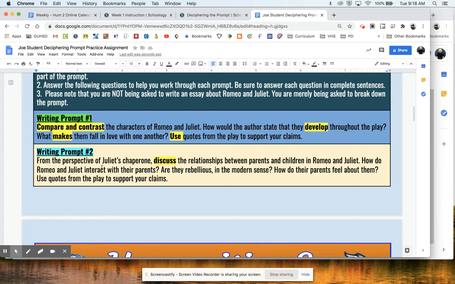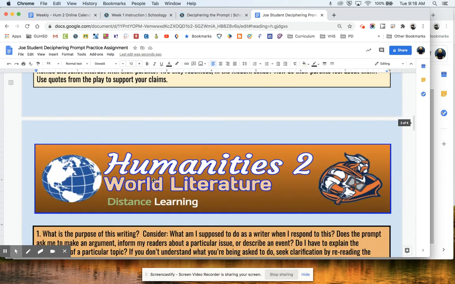How do Romeo and Juliet interact with their parents? Are they rebellious in the modern sense? How do their parents feel about them? It's more about the parent and child relationship. Now, certainly, this kind of assignment may be really asking the students to be critical of the play and the relationship between the parents, but that isn't particularly clear with the way that it's worded. So you can only really go by what's in the text.